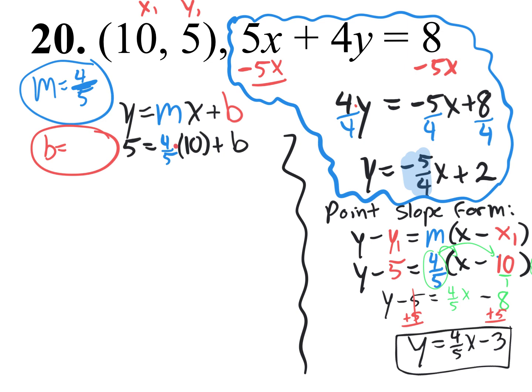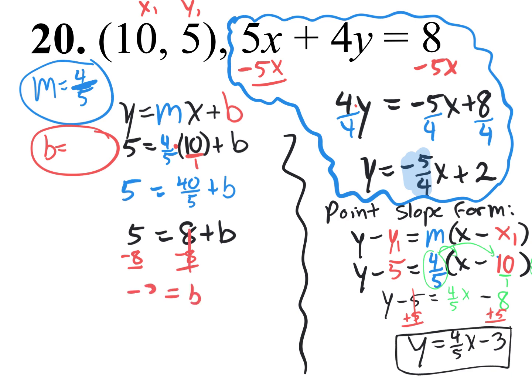So you are multiplying. How do you multiply a fraction with a number? You simply put that number over 1 and multiply top with top, bottom with bottom. Or you could cancel, then multiply. I'm just going to multiply. 4 times 10 is 40. 5 times 1 on the bottom is 5. You still have the plus b. You still have the equal sign on the 5. 40 divided by 5 is actually 8. So you have 5 equals 8 plus b. To get b by itself, you subtract 8, subtract 8. You're going to end up with b equaling -3. b equals -3.